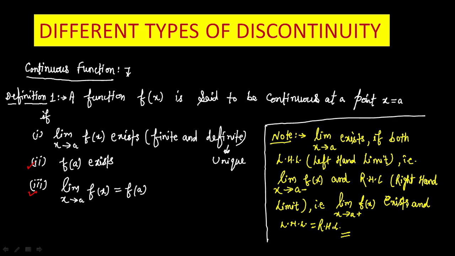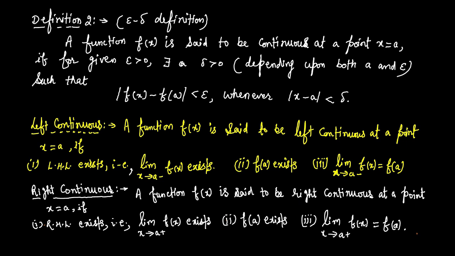So now come to the second definition, which is a very important definition, the epsilon delta definition. A function f(x) is said to be continuous at a point x equal to a if for given epsilon greater than 0, there exists a delta greater than 0 depending upon both a and epsilon.